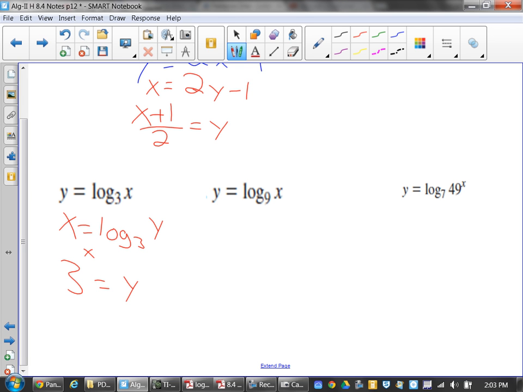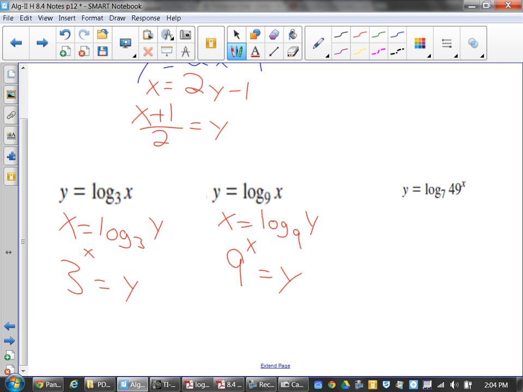When you go to your rule, the base is raised to what it's equal to. Y is by itself. Watch what happens. Do it again with the next one. Exchange X and Y. And now the rule of the logarithm is 9 to the X is Y.